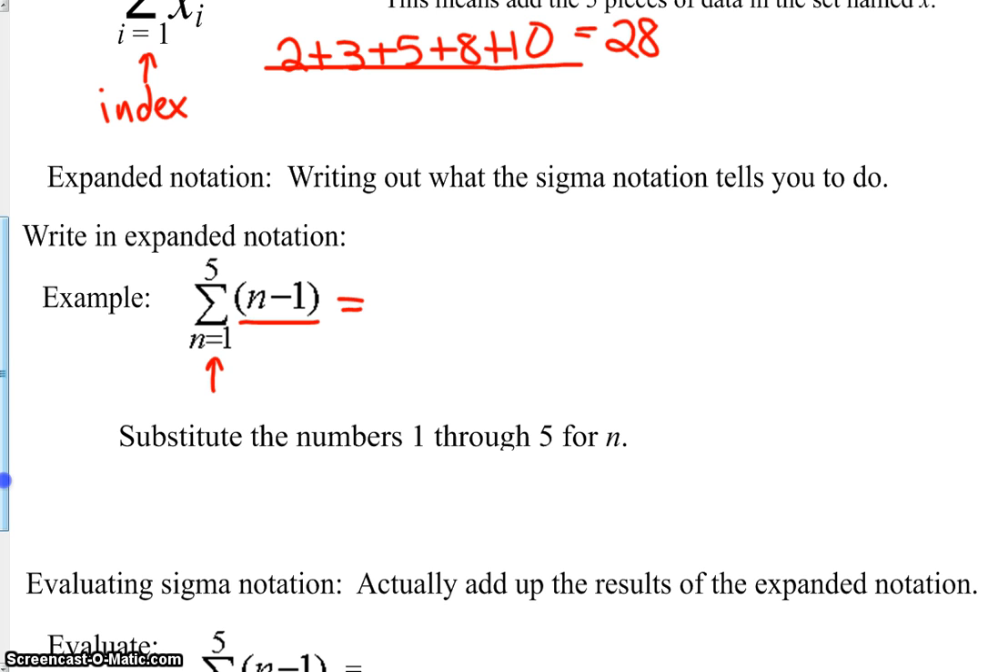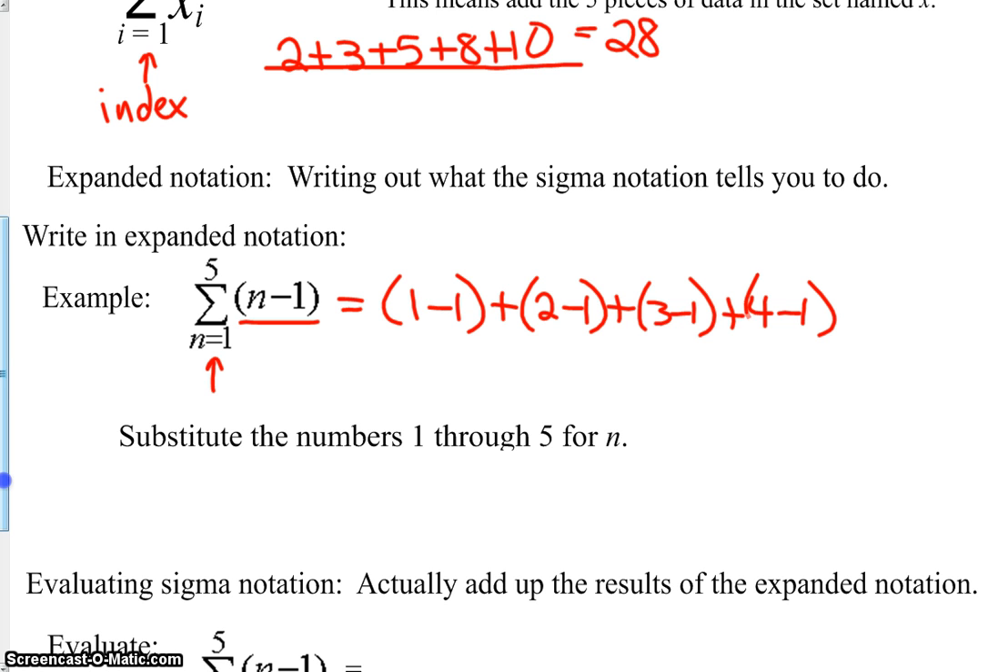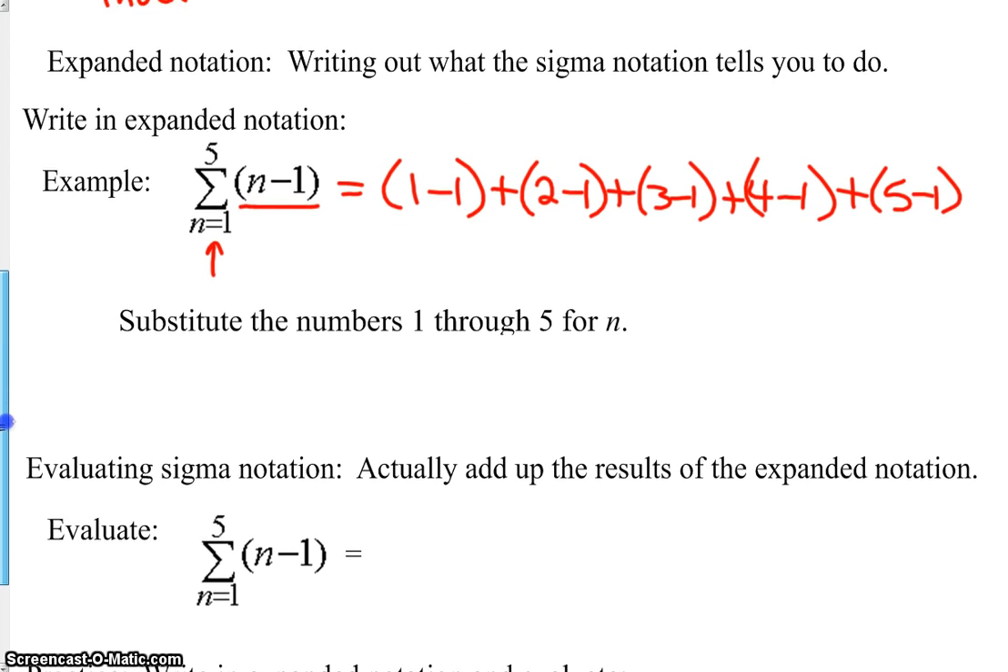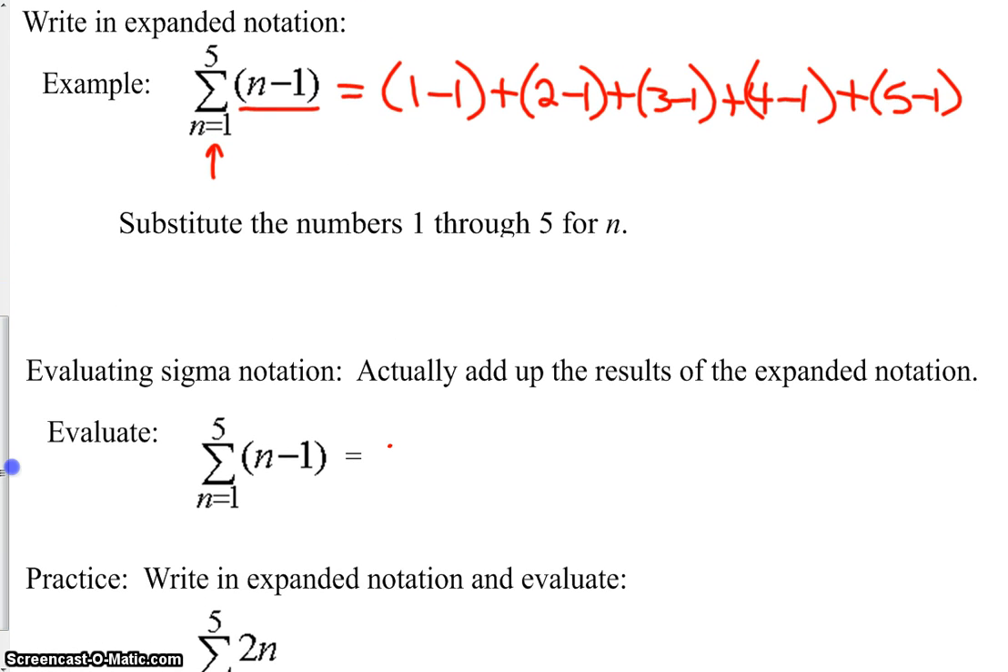So in expanded notation, that means we're going to do 1 minus 1, and then the summation or sigma notation tells us to add that to 2 minus 1 plus 3 minus 1 plus 4 minus 1 plus 5 minus 1. That would be our expanded notation. Now, when we finish it, all we simply do is we go ahead and we add those numbers up. So that's 0 plus 1 plus 2 plus 3 plus 4, or 10.